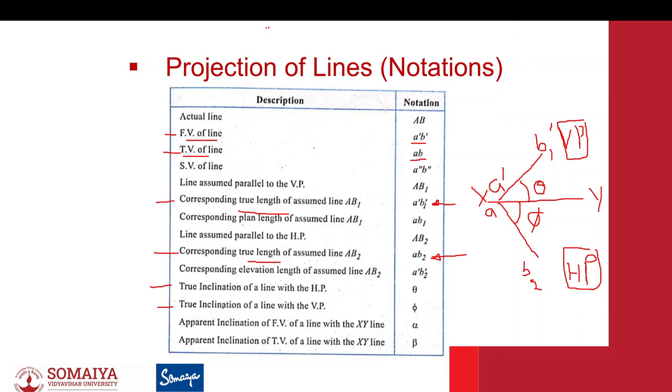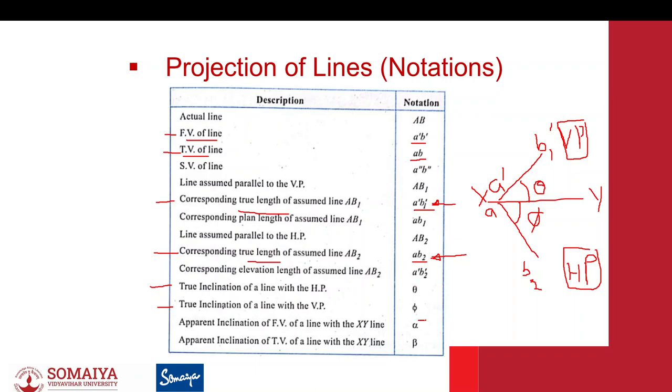So by line, what do we mean? Do we mean XY or do we mean A1 B1 or A2 B2? By the line we mean A dash B1 dash or AB2. I will explain this further. Whenever we place the line in the first quadrant or any quadrant, we will always have to refer to the position of the line based on the two points. Because what is a line? A line is a segment between two points, correct? So based on the position of the points, we have defined these notations. Whenever we take a real example, you will get to know what it is.